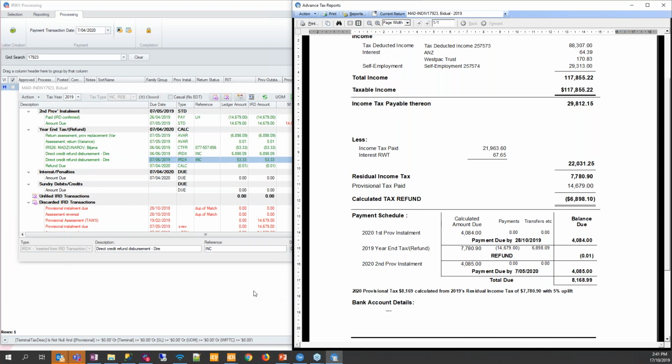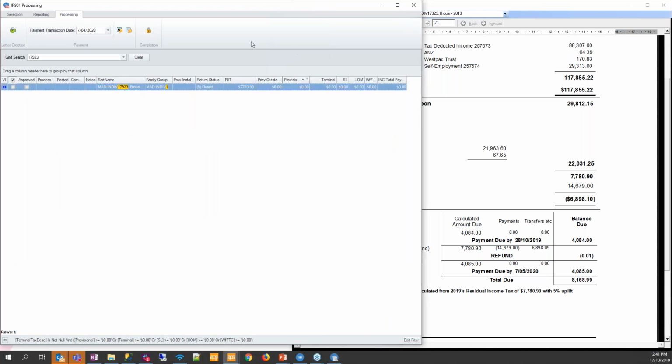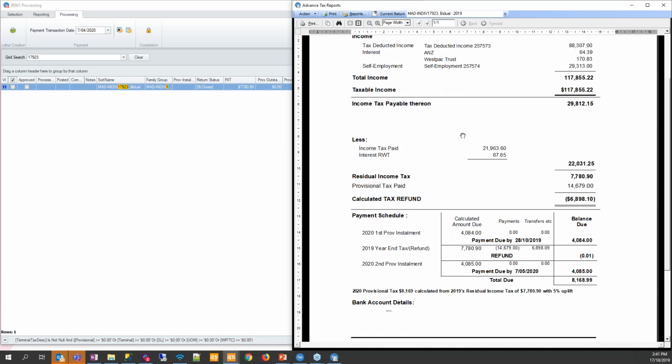So we have looked at the wording on the tax, just getting back to the tax summary again. It has changed a little bit, hasn't it? But the calculated amount due is legitimately the residual income tax. It is the amount of tax due by that client for the 2019 tax year. Correct. And then it's the payments and transfers that have been applied against that.